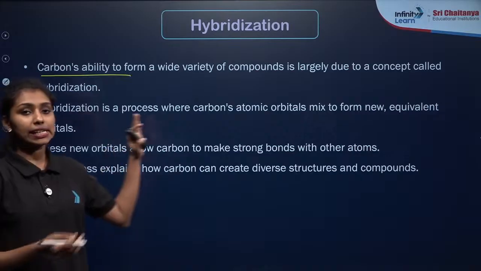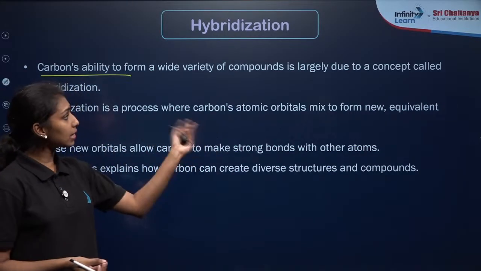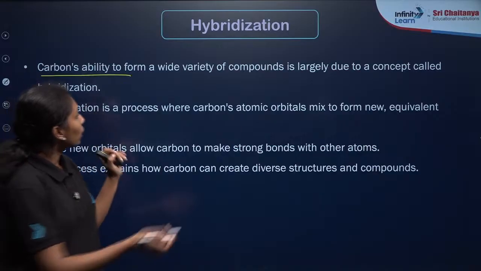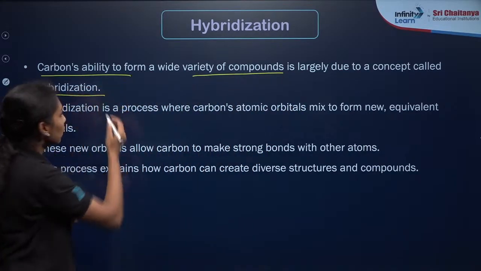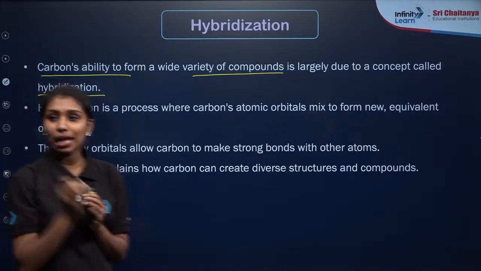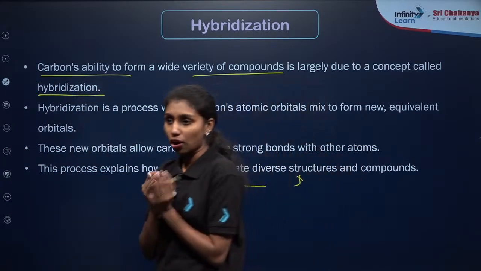So we have already seen carbon has tetravalency, as well as self-combination capacity. They will form a different variety of compounds due to the formation of hybridization. Now, a question will come to your mind: what do we mean by hybridization? So you must have an idea about the orbitals.